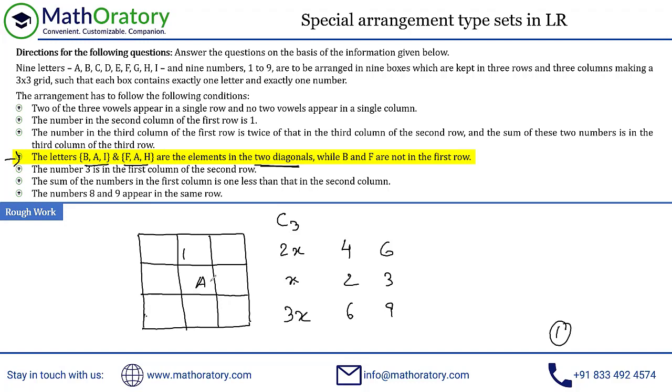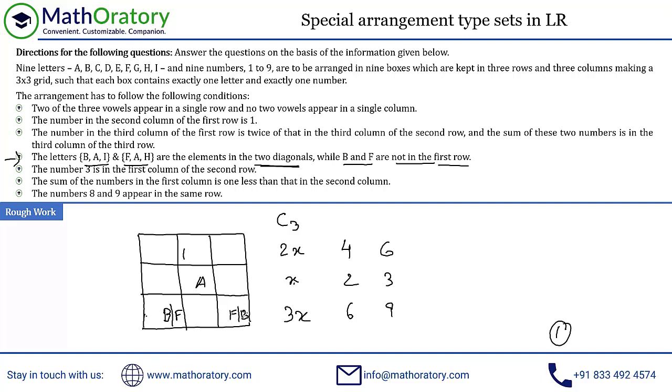What we don't know is where the B and I goes and where the F and H goes. So there are a lot of possibilities. But this particular point continues and says that B and F are not in the first row. So something we know: B and F have to appear in the last row, because that is how the diagonals work. B and F cannot occupy these two positions. So B and F have to occupy these two positions, right? But we don't know which one is B, which one is F. So right now, let me just keep it as it is. So this will be B or F, and correspondingly, this will be F or B.